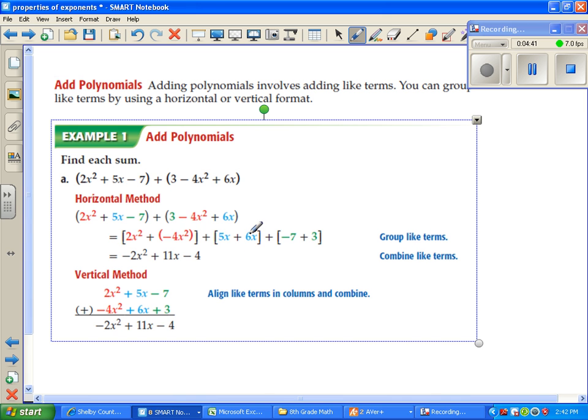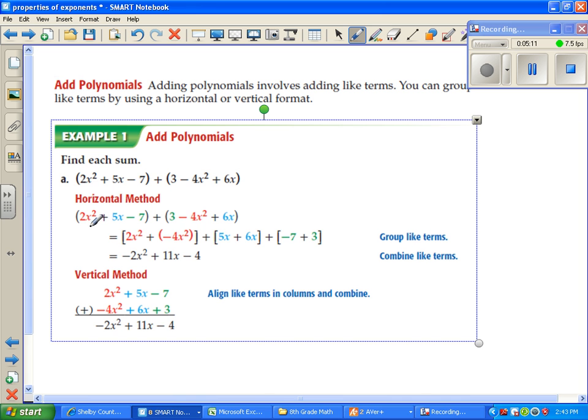I will have to say that before I saw this series, I was partial to the horizontal method. We're going to take the quantity 2x squared plus 5x minus 7 and add to it 3 minus 4x squared plus 6x. You don't have to start out by putting it in standard form. If that's something that really becomes a problem for you, then I may suggest that you rewrite both of them and put them in standard form. Just makes it a little easier to make sure you have everything in line.